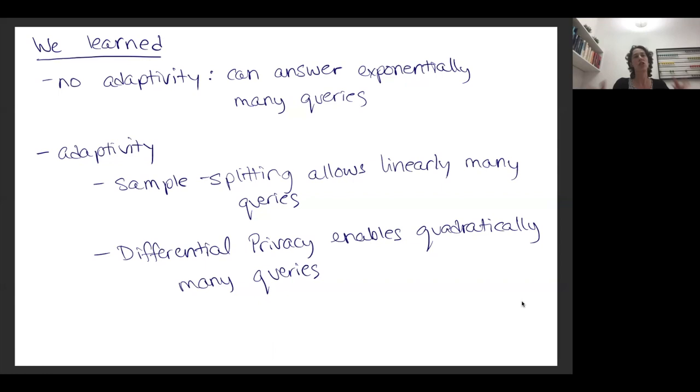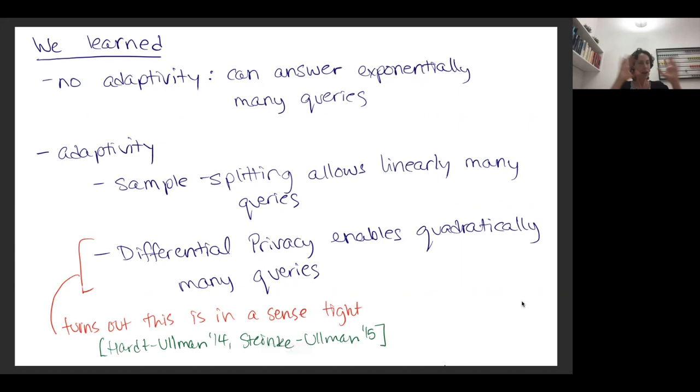What did we learn? We learned that if you have no adaptivity, you can answer exponentially many queries. If you have adaptivity, sample splitting allows linearly many queries, and differential privacy enables quadratically many queries. It turns out from those lower bounds that I just mentioned that this is in some sense tight, but is this really the best you can do? You can only answer quadratically many queries in the size of your data set?